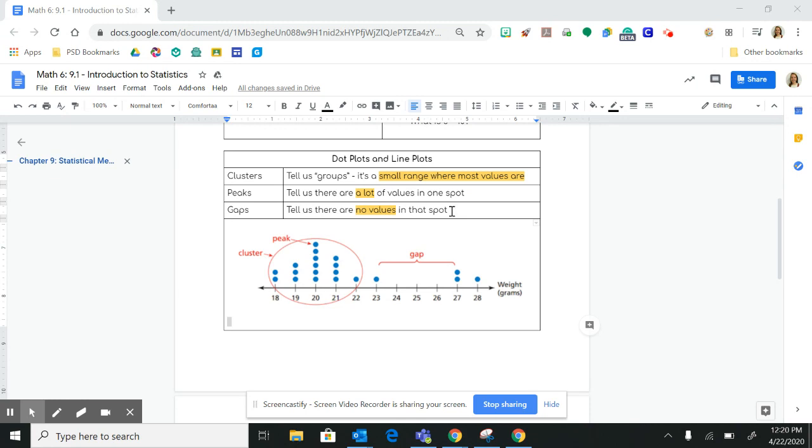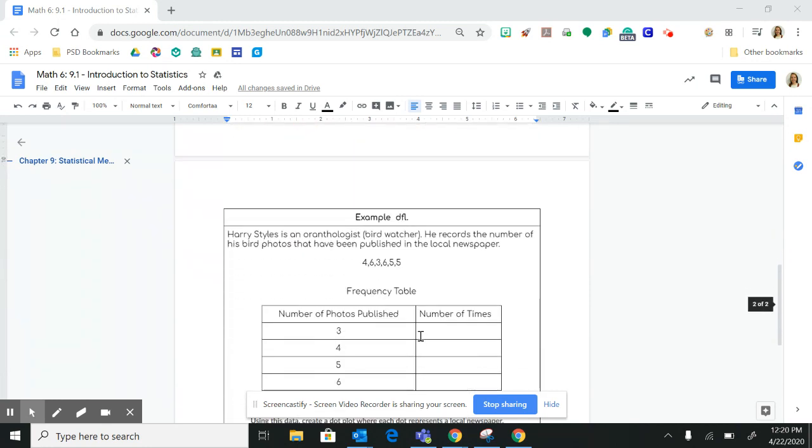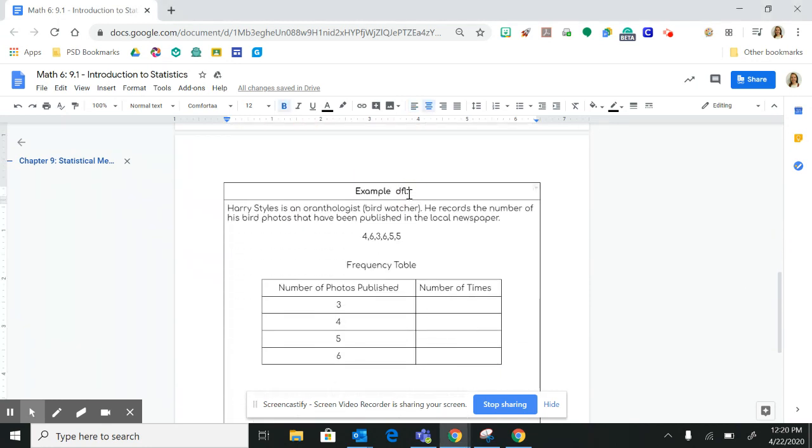And gaps tell us that there are no values in that spot. So right here, we don't have from 24 to 26, we have a gap. There are no answers from 24 to 26. So now we are going to practice. That should say example 1. I don't know why it says that.